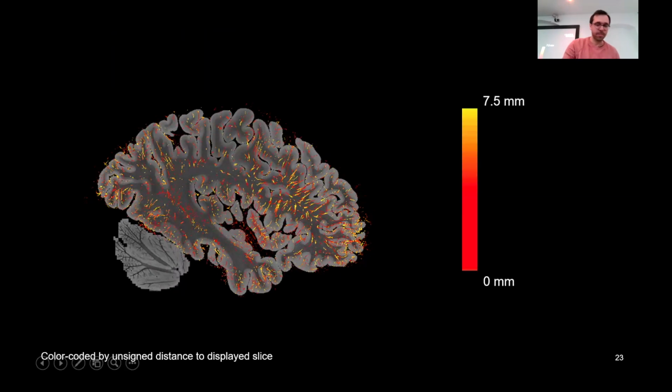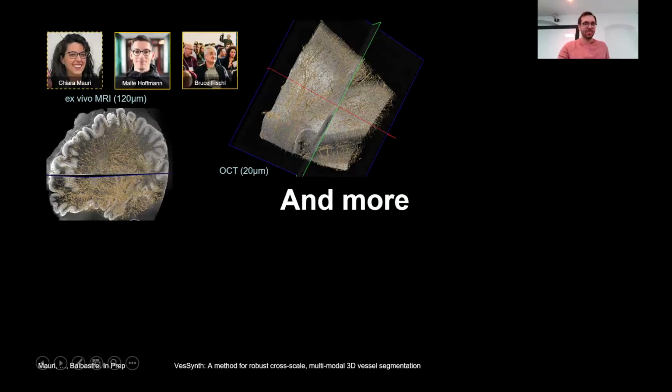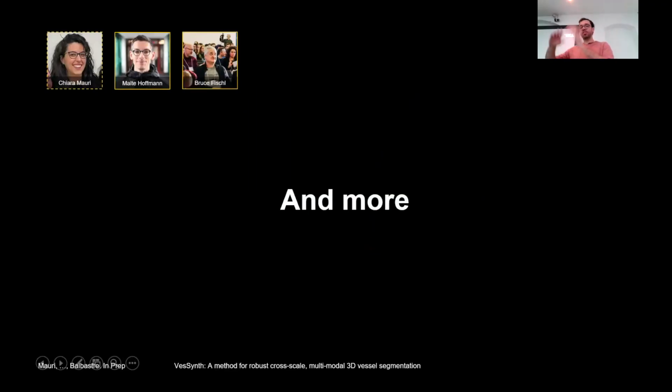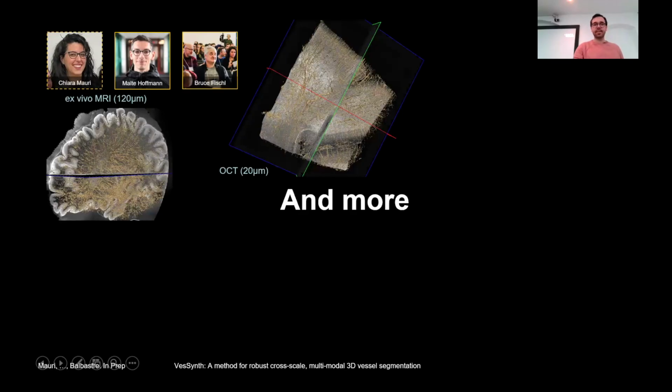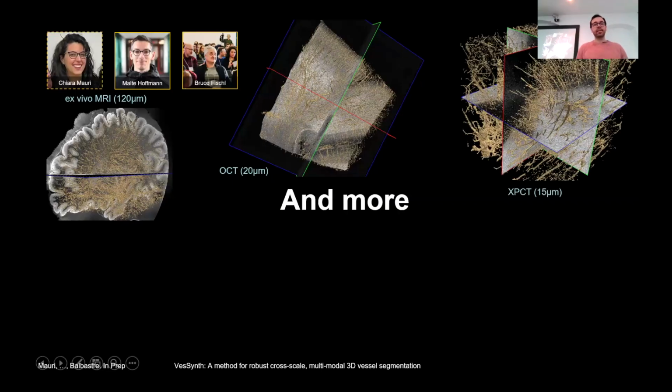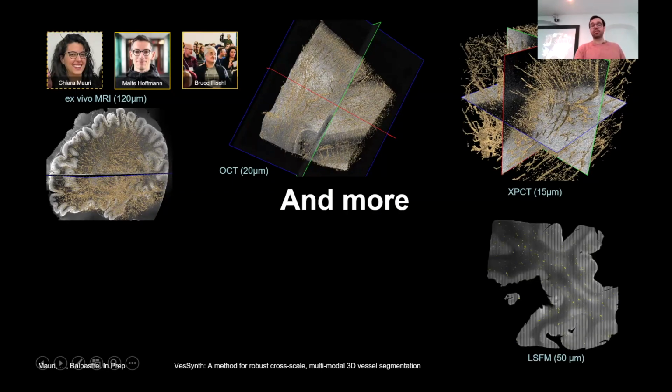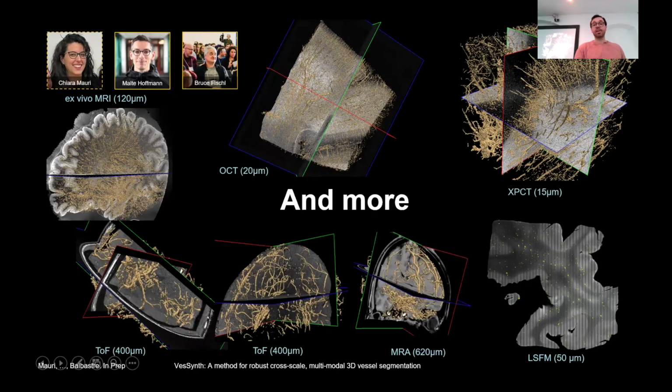But yeah, so the strategy is quite generic. So we are extending it to more modalities. So we've seen ex vivo MR and the CT, but Chiara has also trained models for phase contrast tomography, for light sheet fluorescence microscopy, for time of flight imaging. And we're in the process of writing a paper on that.